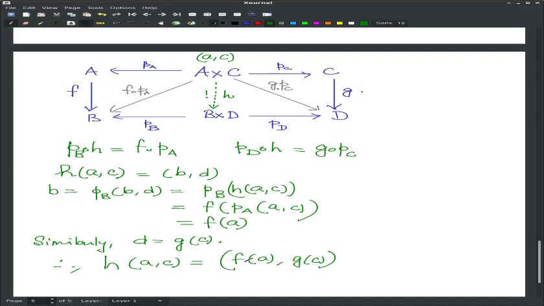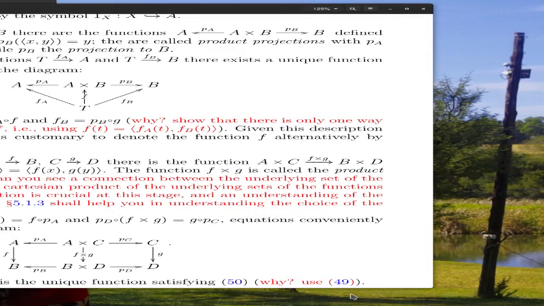F, so as if you are applying F on the first part and G on the second part. And that's why, since this is unique, we denote this H by F cross G, making our life simple by this equation: F cross G of (A, C) is (FA, GC). So this is number 4. It's a quick application of number 3 to give you this product function.